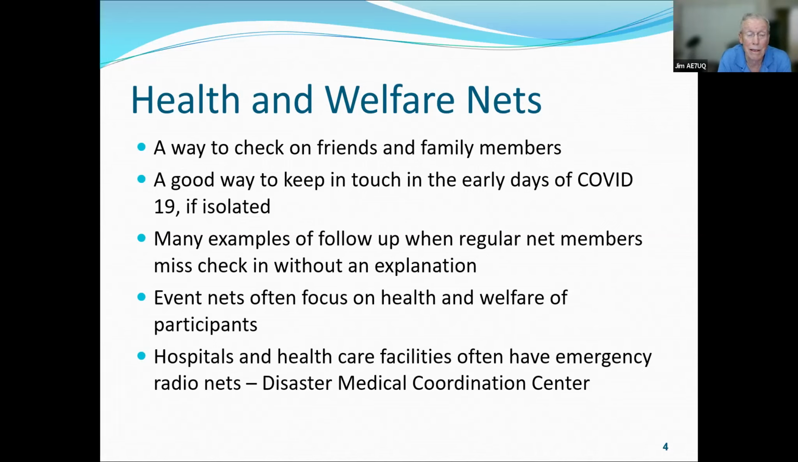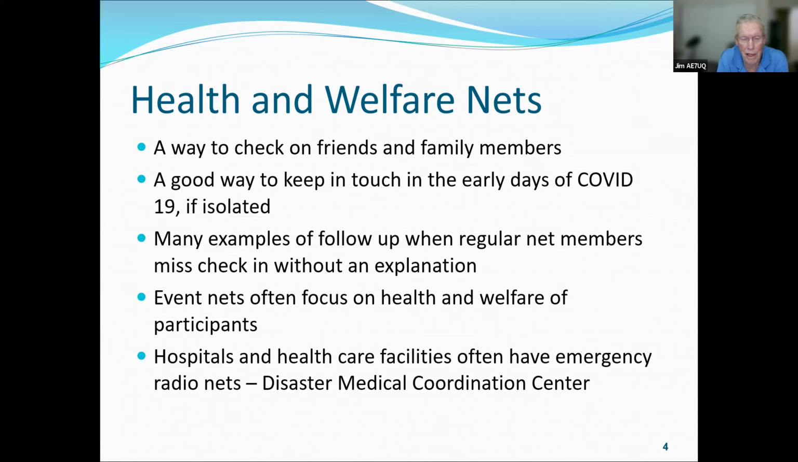Or on the other hand, it could be that Fred had a fall and he's in the hospital and he's okay, but he's going to be off the net for a while. I've seen this happen a number of times. And so it's a good way to keep in touch. And if you can get all your family members to get ham licenses, that's a good way to keep in touch as well. And a lot of events, we'll talk about events in a little bit, the focus of ham radio support in the net is health and welfare of participants in the event.